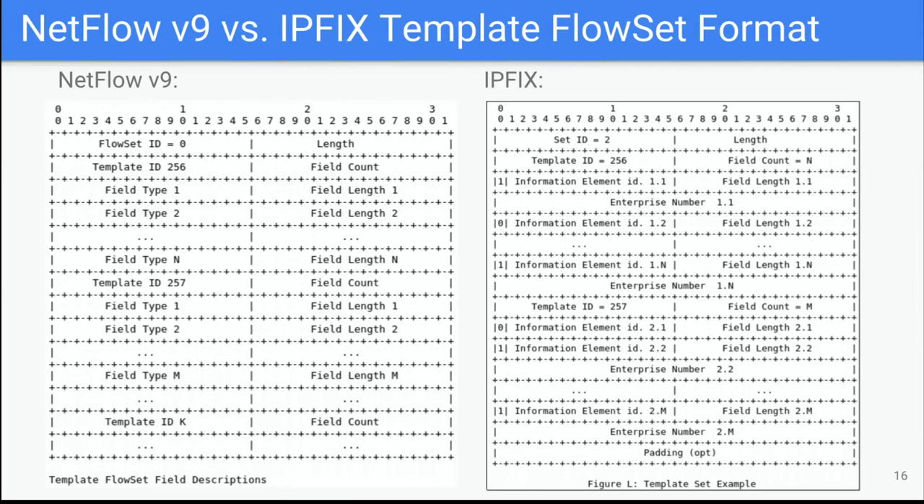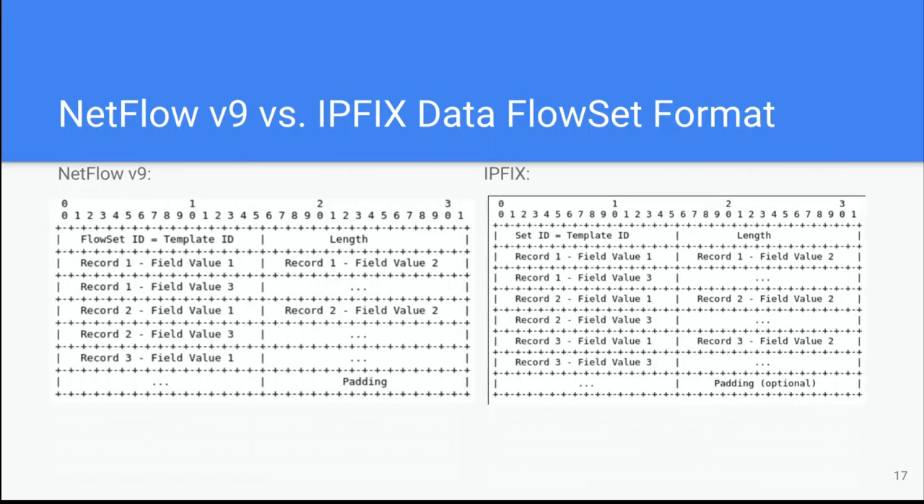The same thing for template flow set. You can see this on the left side, at the very top, it says flow set ID equals 0. In IPFix, it says set ID equals 2. So in IPFix, the template is not ID 0, but ID 2. That's the only difference. Well, the data flow set format is, again, kind of the same, just with different wording, flow set ID versus set ID. Length is the same, and then all the rest is the same.